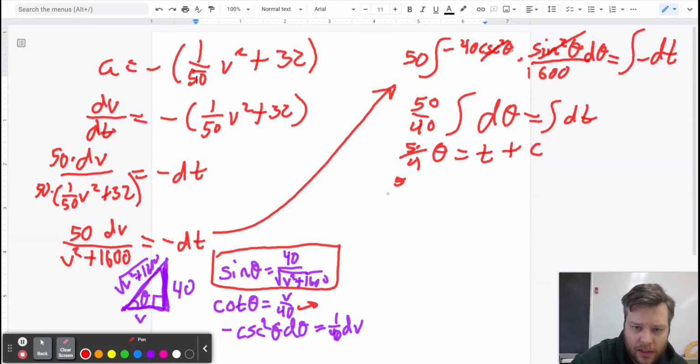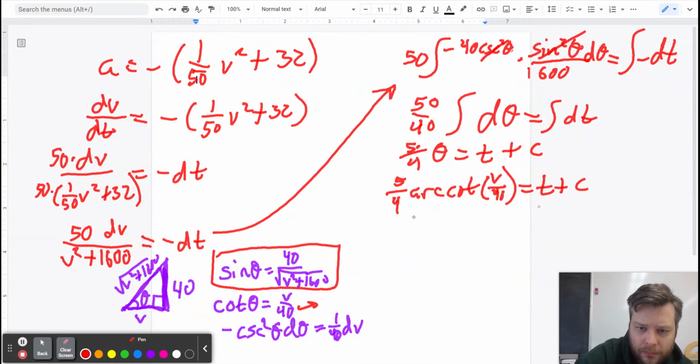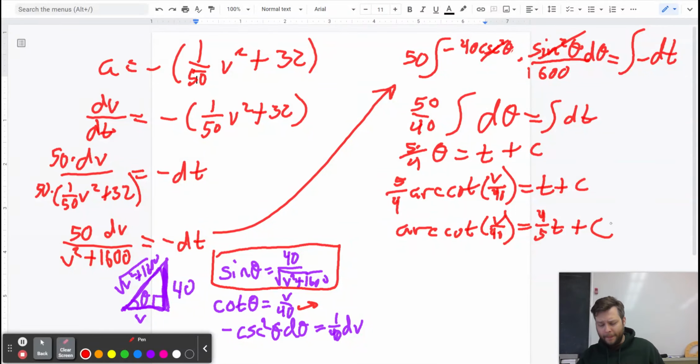So we have 5/4 times the arc cotangent of v over 40 equals t plus c, and multiply by 4/5. So arc cotangent of v over 40 is 4/5 t, and I'm just going to absorb that into the c because I haven't solved for it yet.